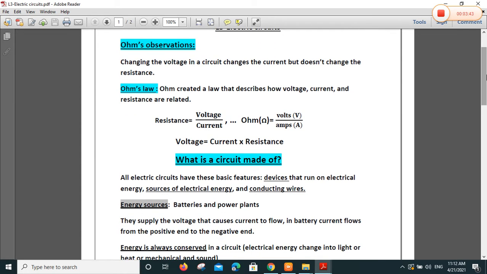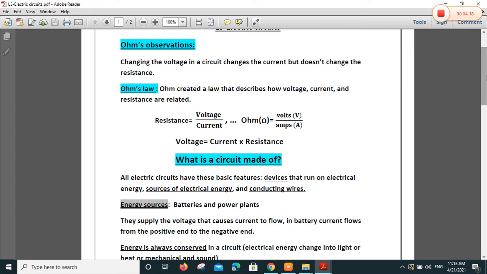Second, what is a circuit made of? This is our topic, electric circuits. What is a circuit made of? All electric circuits have these basic features. Number one, devices that run on electric energy. You have to put a device in the electric circuit that allows current to flow. So we have devices that run on electrical energy.